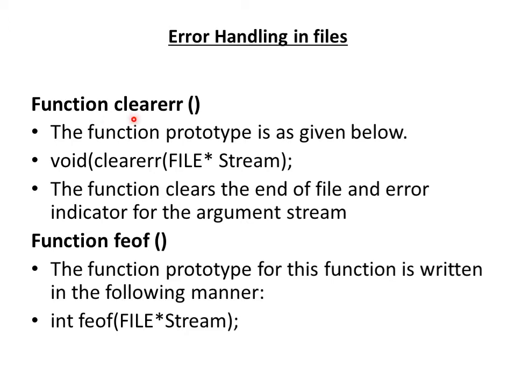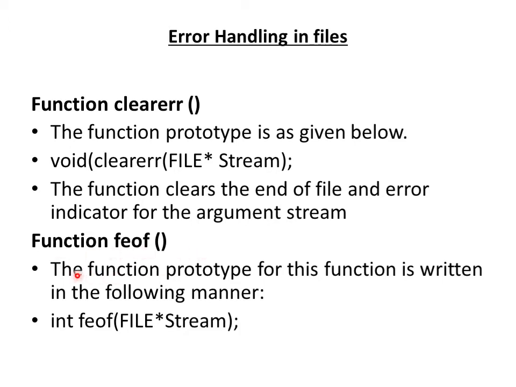Here is the function clearerr. The function prototype is given below: void clearerr(FILE *stream). Which stream? The function clears the end-of-file and error indicator for the argument stream. That means the function clears the end-of-file and error indicators, so the error state of the stream is reset.